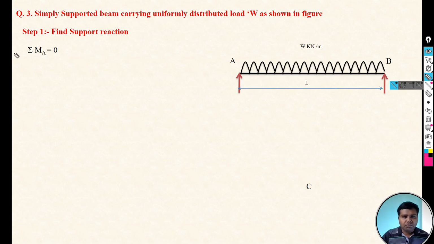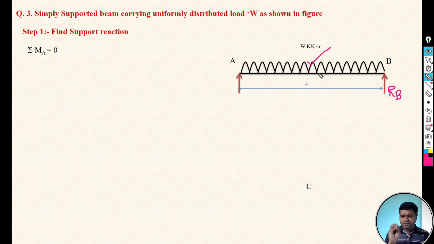So when we are taking the moment at point A of all the loading, here we can see two loads. The first is W, that is the UDL, and the second is the reaction at point B, let's say RB. The moment of that UDL we can calculate by converting that UDL into the point load.